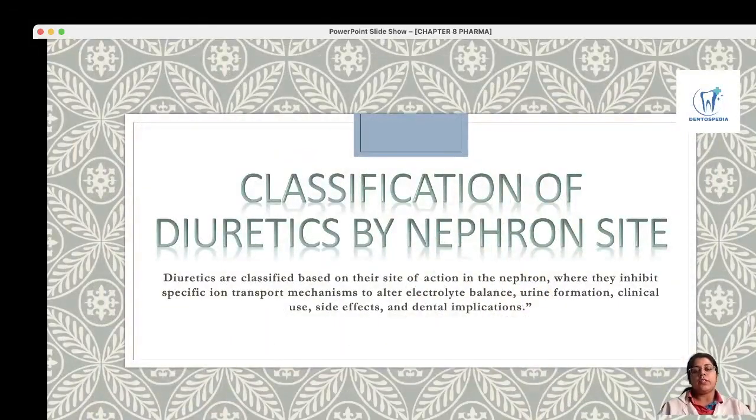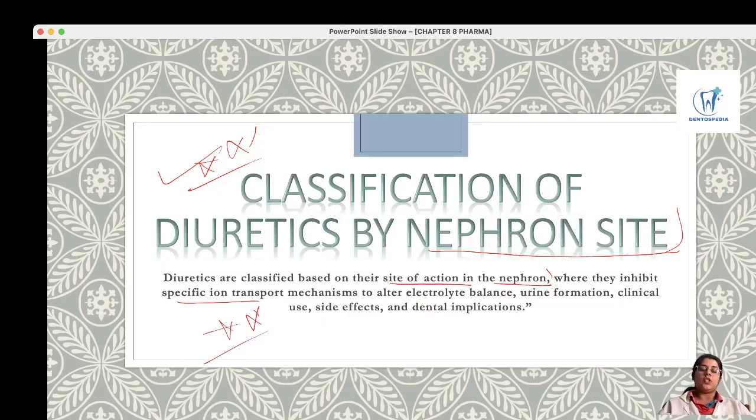Now the classification of the diuretics is very important. By nephron site. Okay. Diuretics are classified based on their site of action in the nephron, where they inhibit specific ion transport mechanisms to alter the electrolyte balance, urine formation, clinical use, side effects and dental implications. So it is one of the most important topics in this chapter.